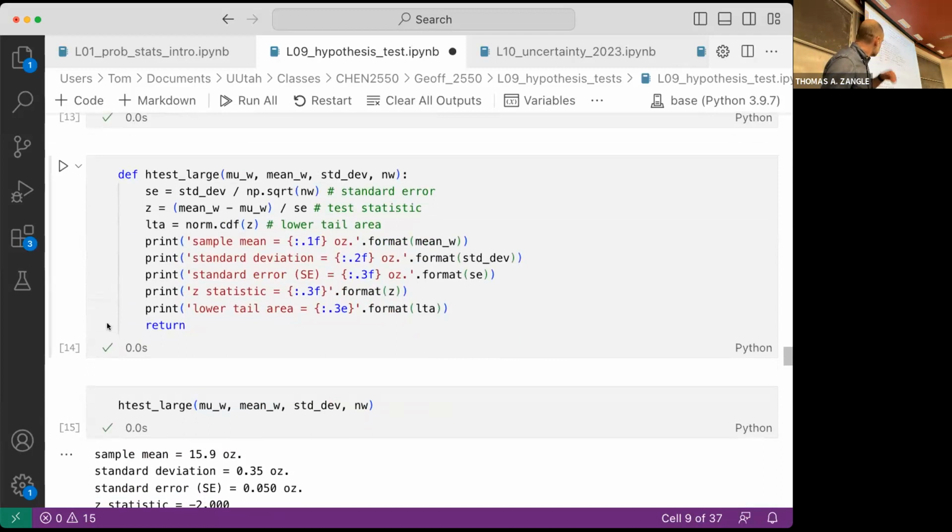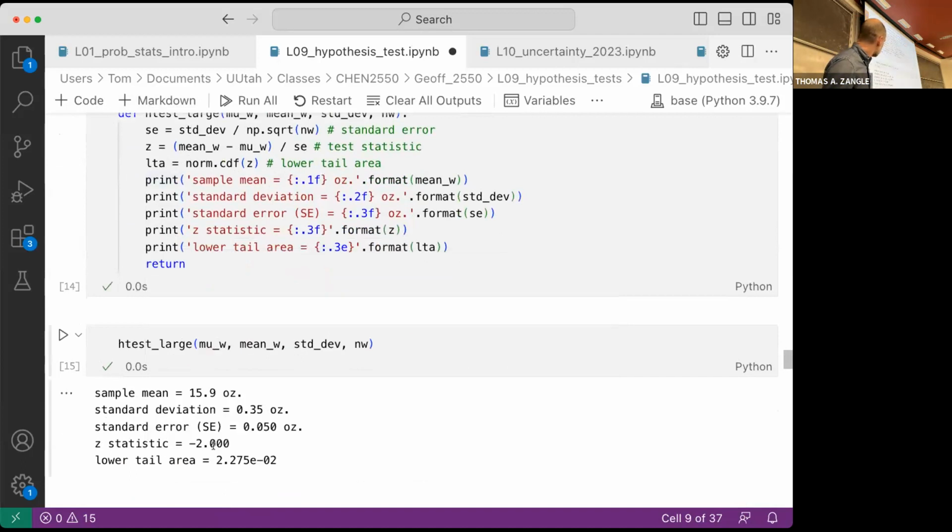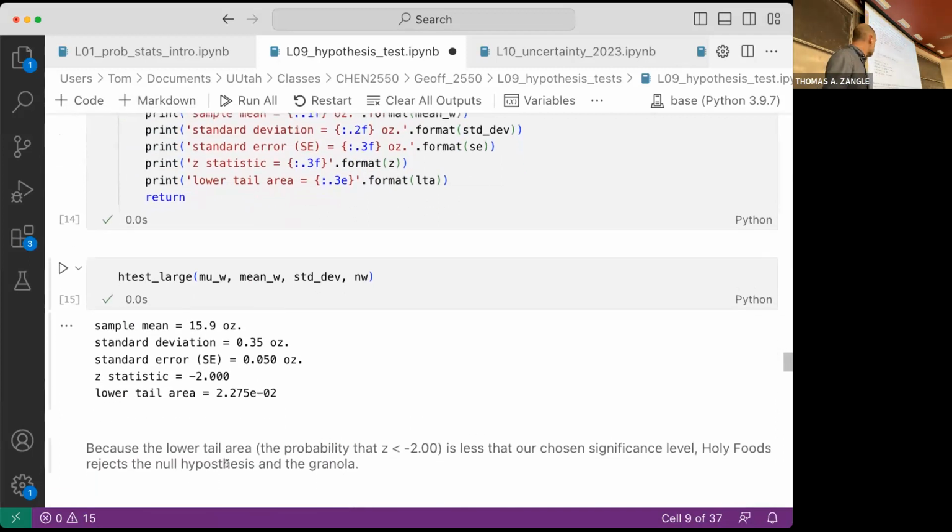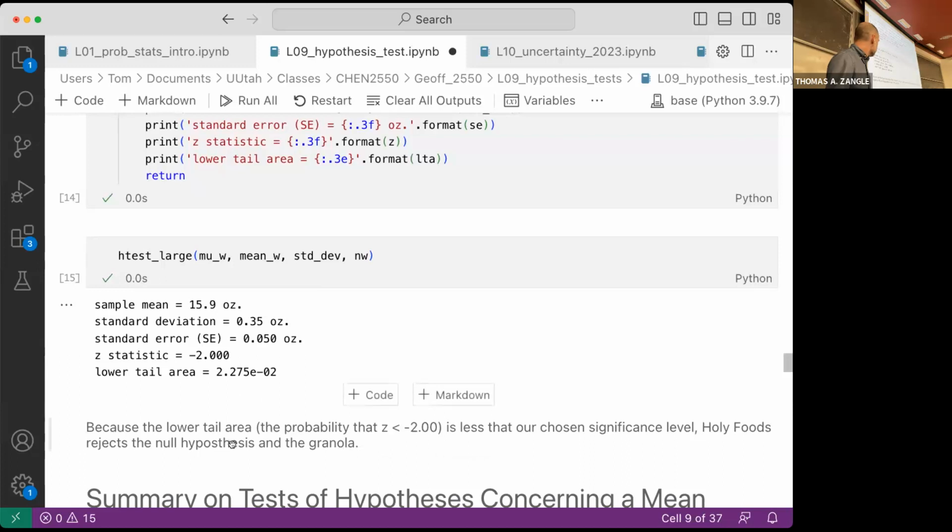And so this is our definition of our function, and we end up with a p-value of 2.7 times 10 to the minus 2. Let's say we're doing this to a significance of 0.05. We see that this p-value is much less than 0.05. And so therefore we would reject the null hypothesis. In this case, Wholly Foods rejects the null hypothesis and the granola, right? So both are rejected in this case.